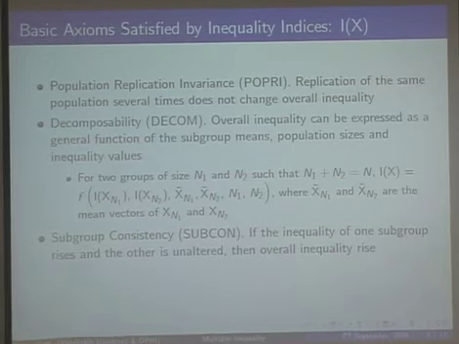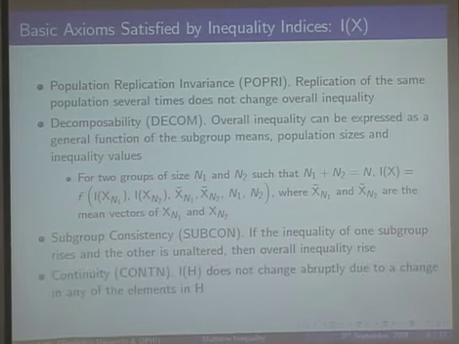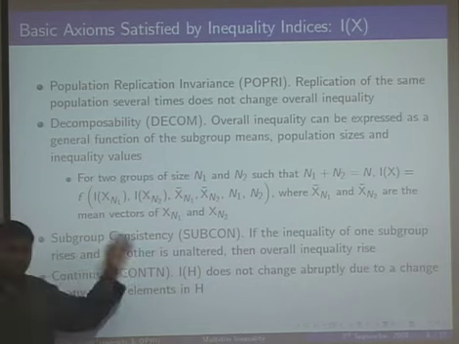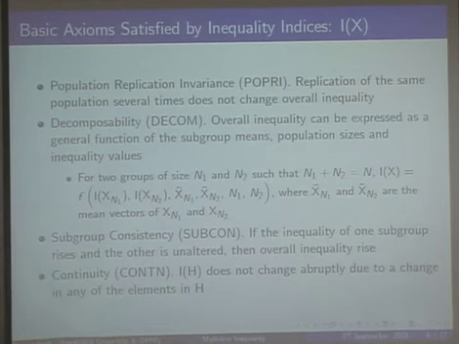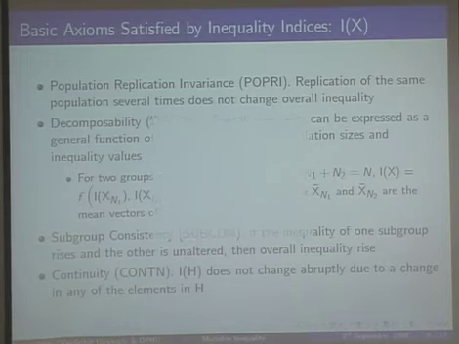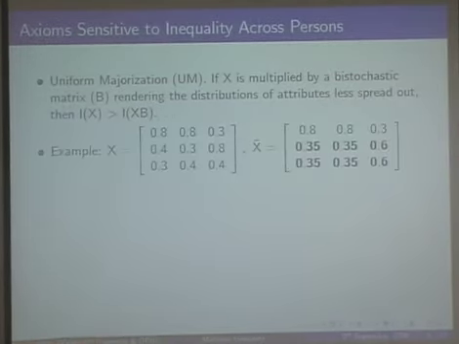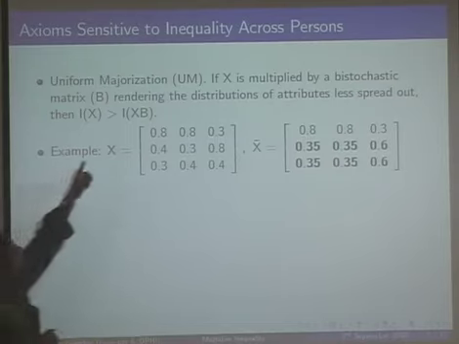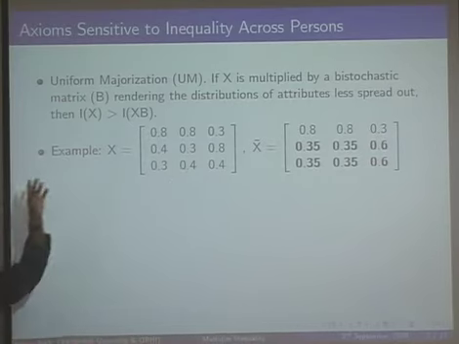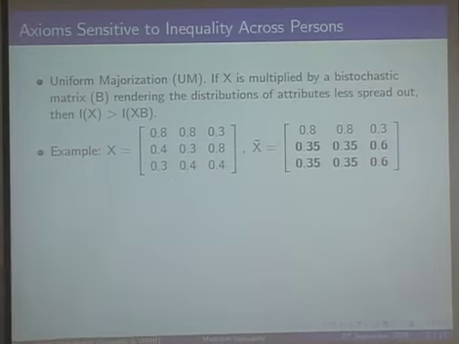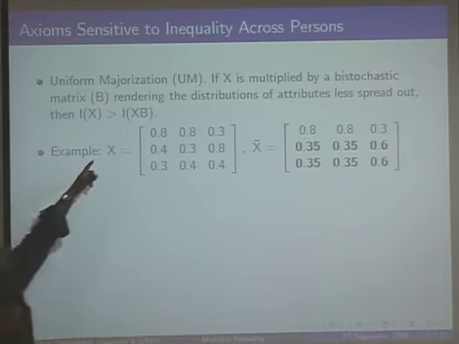And then again, you have subgroup consistency. We have already talked about it. Finally, continuity. So it's CONT. There's an extra N. Probably I was sleeping. Okay. So uniform majorization, again, if you have one distribution obtained from another distribution by multiplying by a bistochastic matrix, that means you are reducing the inequality of each dimension, okay, then inequality should fall.